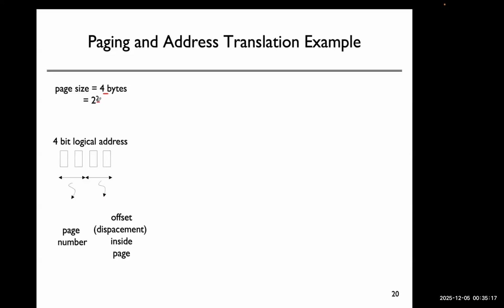So again, we have an example here. Let's say that we have a page of size 4 bytes. If each page is of size 4 bytes, how many bits do we need in the address to specify the offset within the page? 2 raised to power 2, so we need only 2 bits, right? So if we have a 4-bit logical address, 2 bits will be used to specify the offset, and the remaining bits, 4 minus 2, the remaining 2 bits, will be used to specify the page number, right?